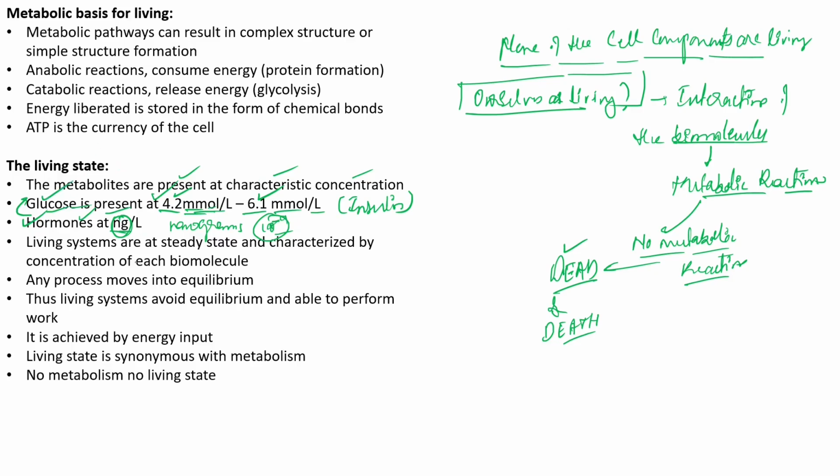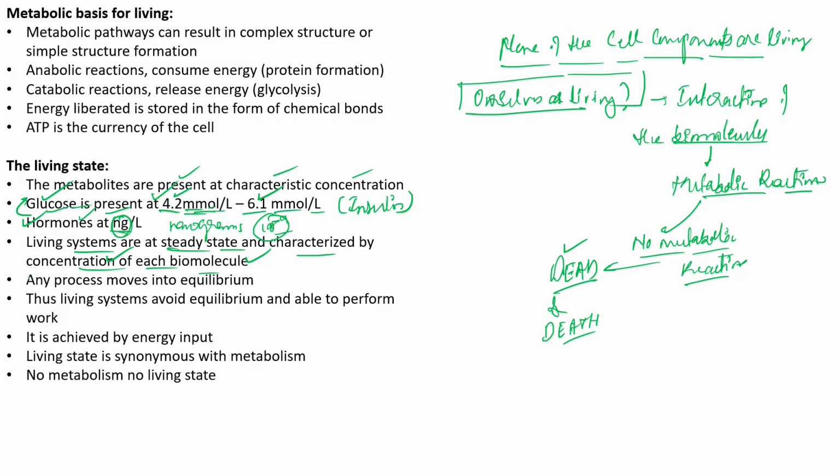So we can say that living systems are always at a steady state and are characterized by the concentration of each biomolecule. As we mentioned, these biomolecules are present at one particular characteristic concentration, and any living system present at a constant state, called the steady state, has a particular concentration of these biomolecules. None of the biomolecules exceeds that concentration, and none goes below the required concentration.